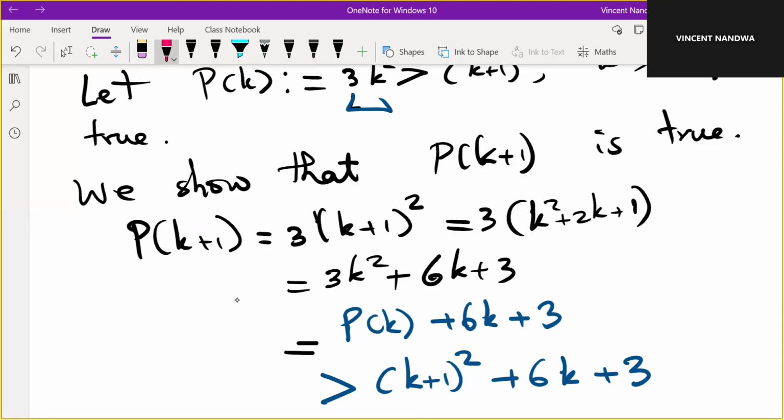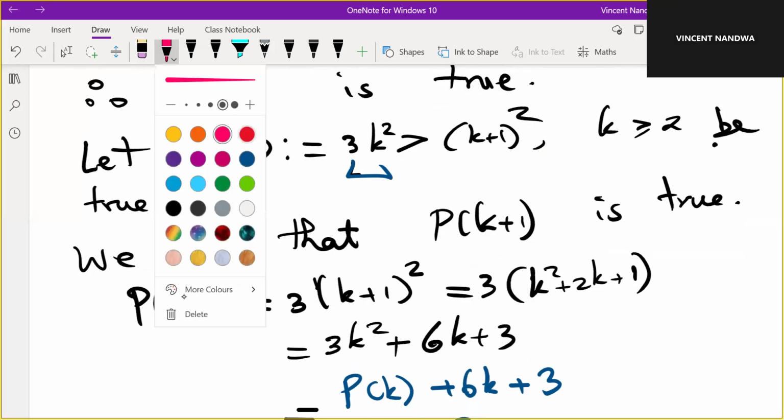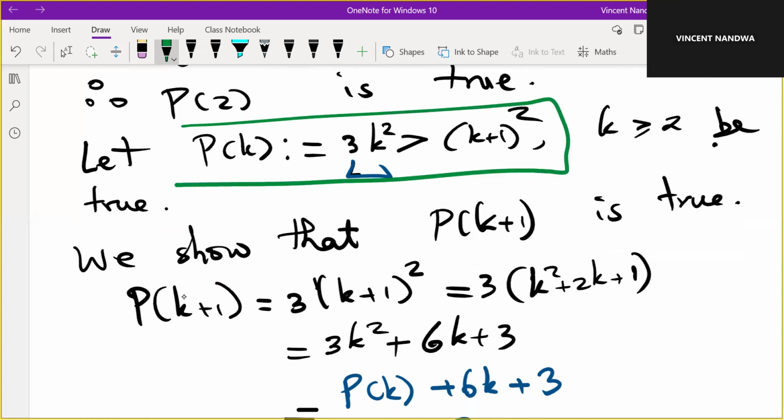Why are we making that conclusion that P(k) plus 6k plus 3 will be greater than (k plus 1) squared plus 6k plus 3? Don't forget that this is what you say, that let P(k) be this, to be a true statement. Remember that this is where we are basing our argument from, this assumption.